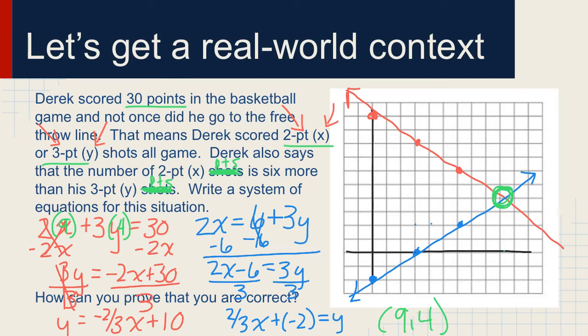If I were to put a 9 in right here and a 4 in right here, I would have 12 plus 6. 12 plus 6 is 18. That works out just fine. I had a hard time reading my writing because I wrote over things. So it looks like my answer is that Derek scored 9 2-point shots and 4 3-point shots.